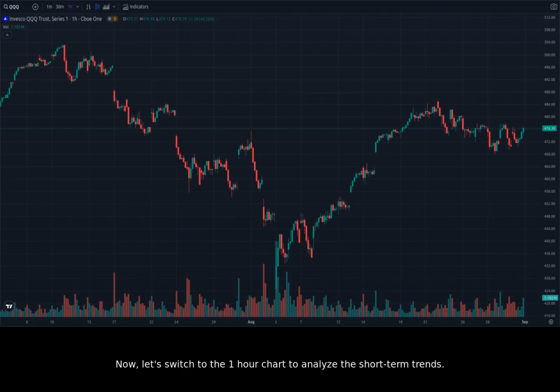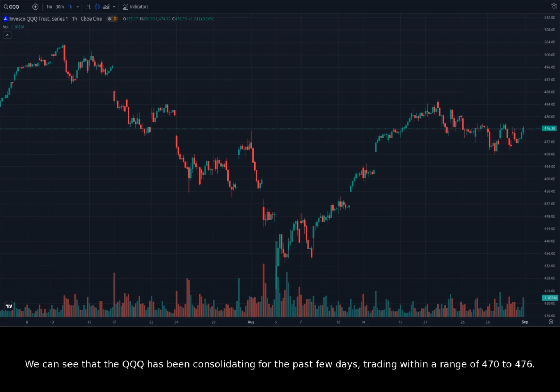Now, let's switch to the 1-hour chart to analyze the short-term trends. The 1-hour chart gives us a more detailed view of the recent price action. We can see that the QQQ has been consolidating for the past few days, trading within a range of 470 to 476. This consolidation suggests that the market is indecisive about its direction.